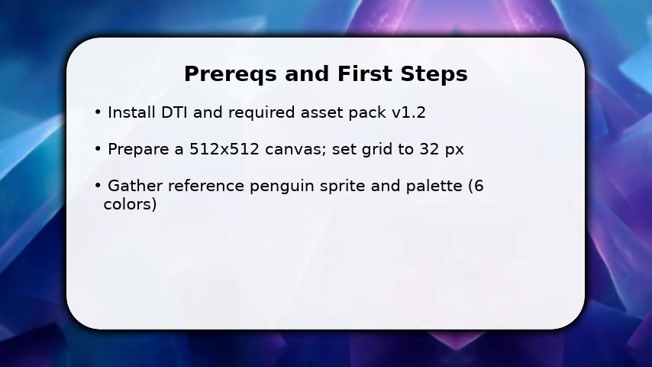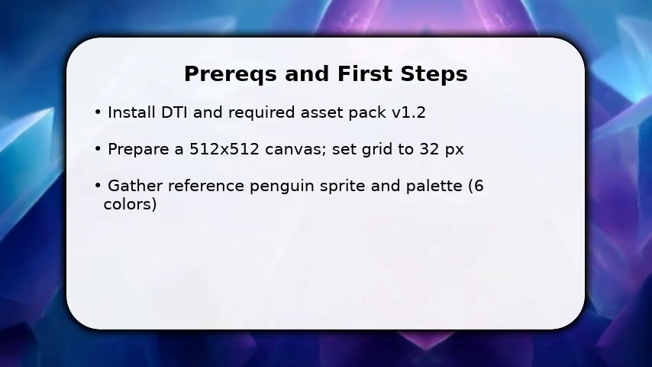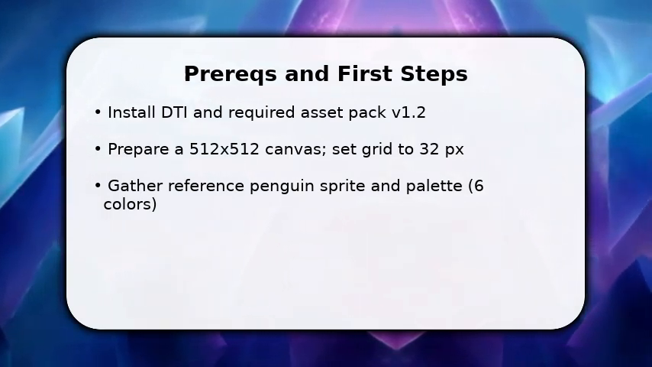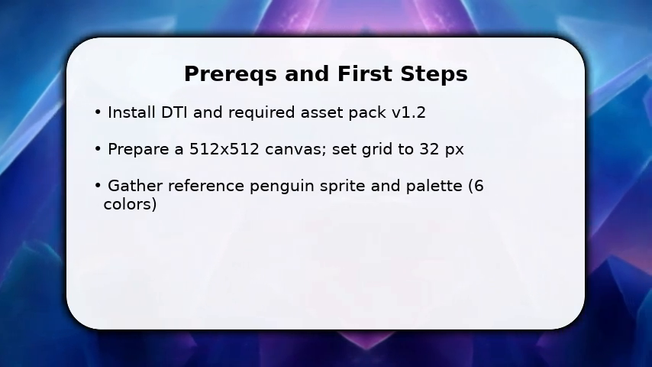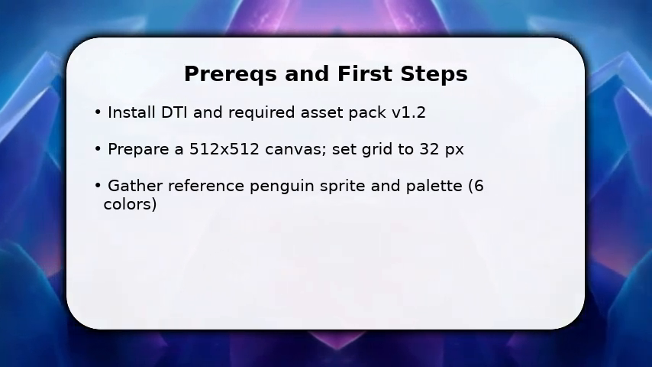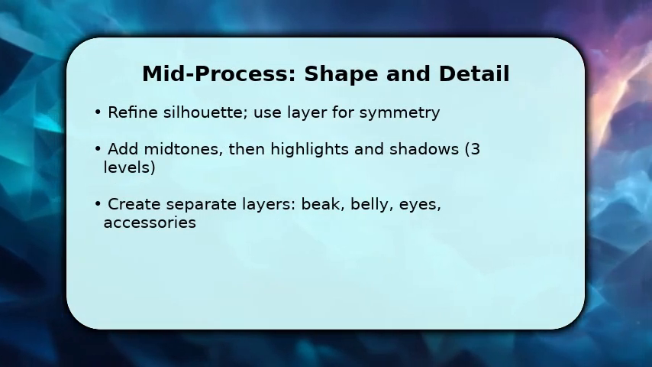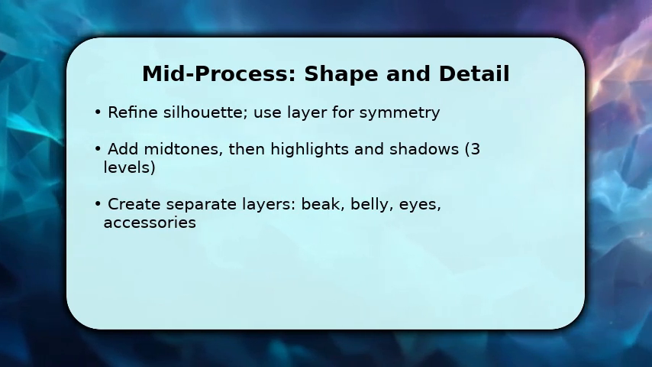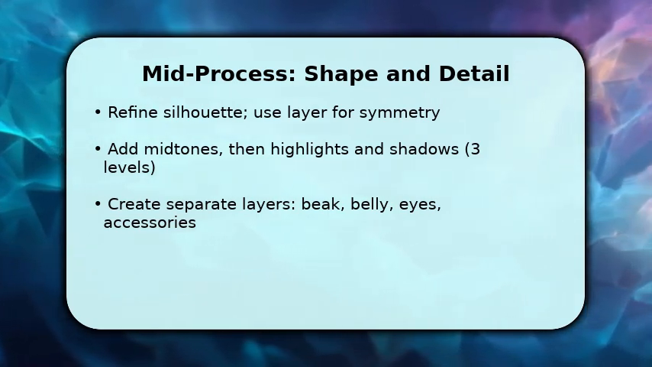Next, block in a basic silhouette using a hard round brush. Keep shapes simple to define head, body, flippers, and beak. Make sure to save iterations. You refine the silhouette with symmetry enabled so both sides match, then switch to a softer brush for organic curves.